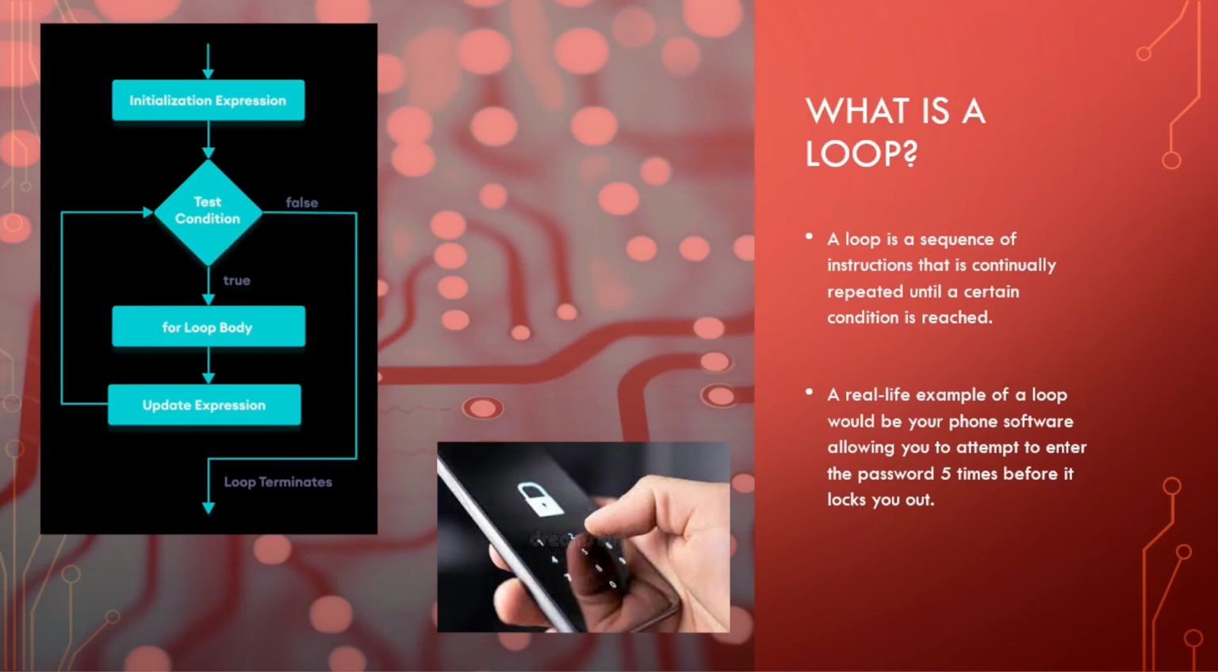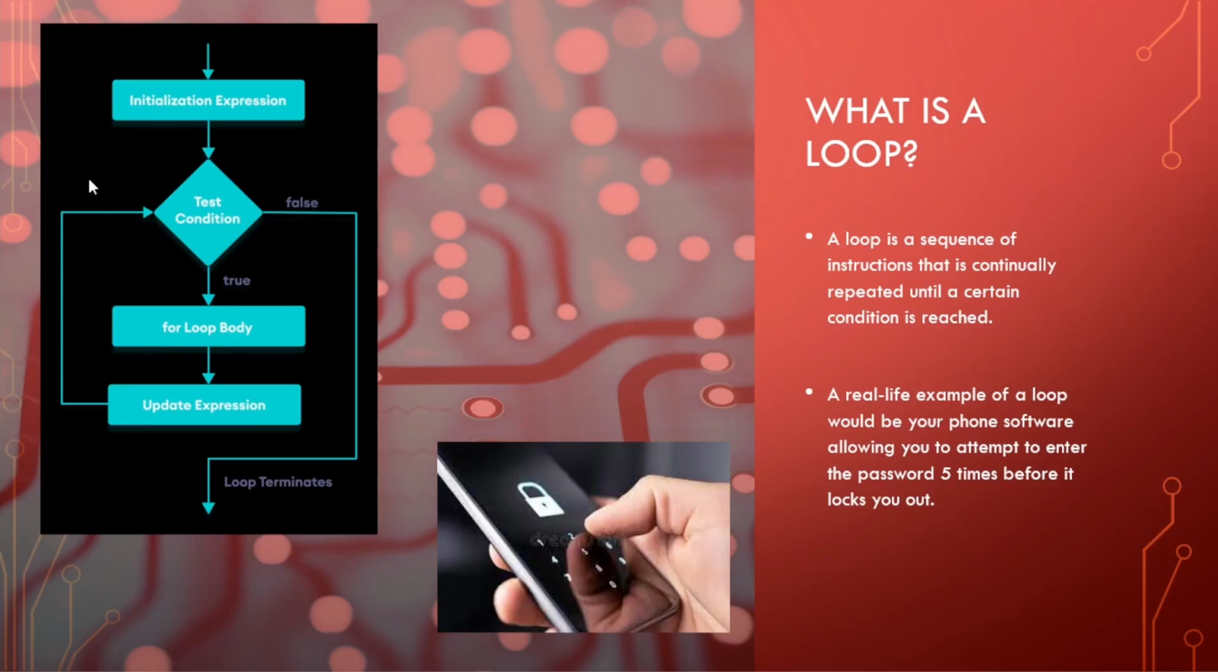So it keeps track of the number of attempts, and you can enter it once, twice, 3 times, 4 times, 5 times wrong. But on the fifth attempt, if you fail, it locks you out.